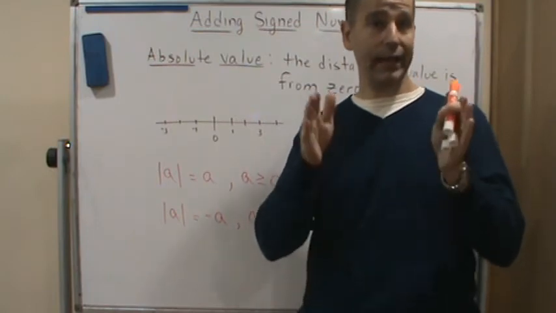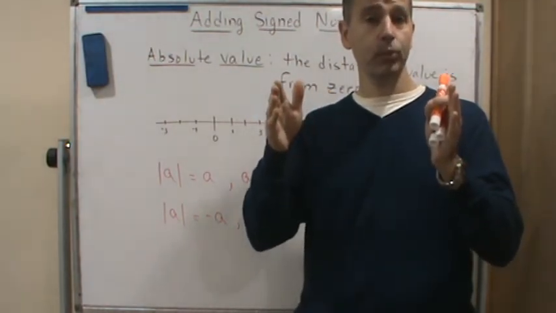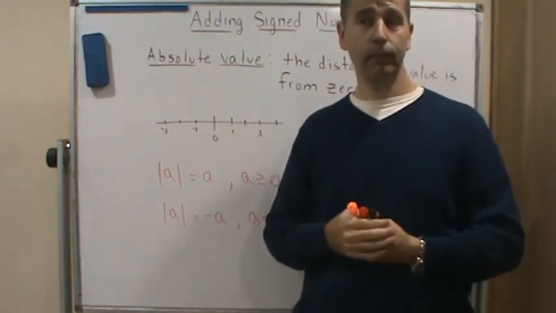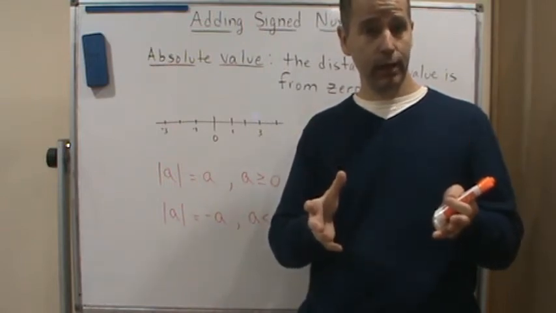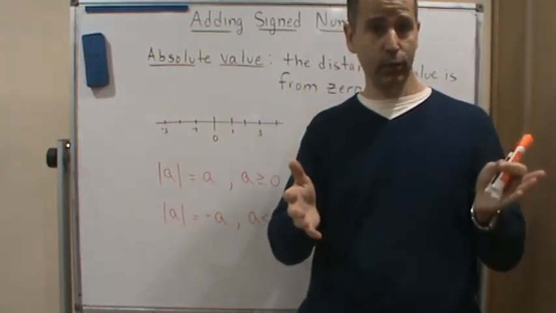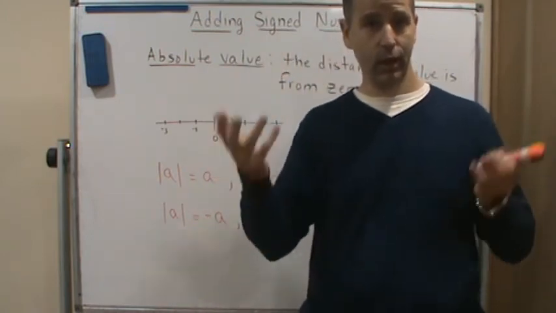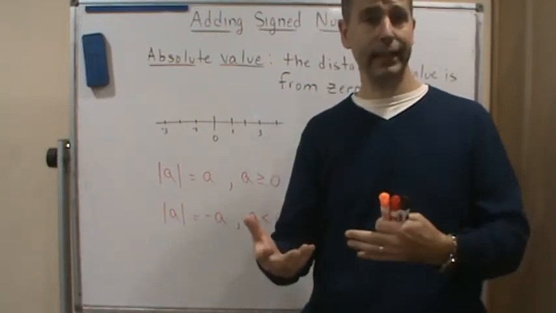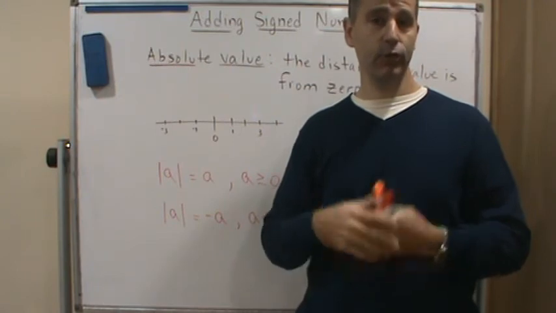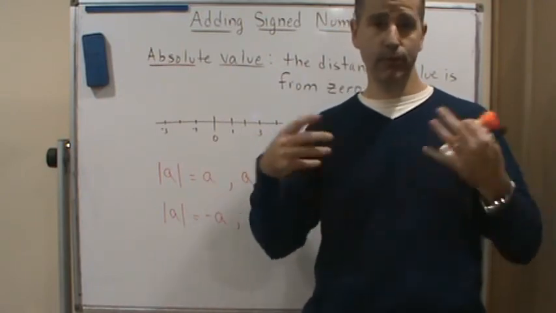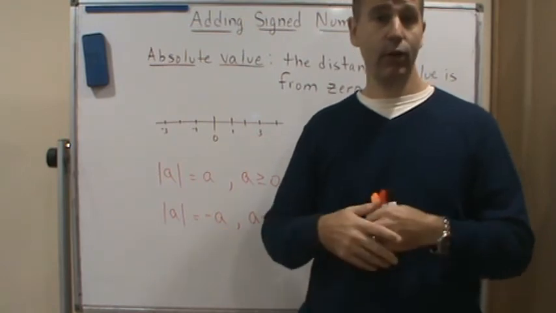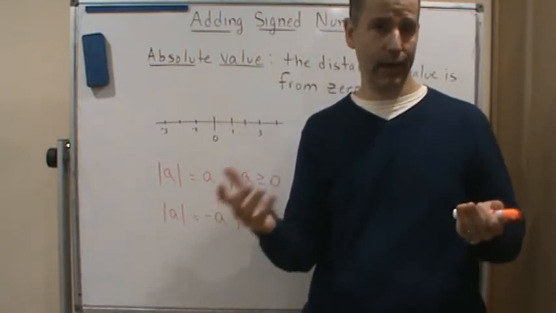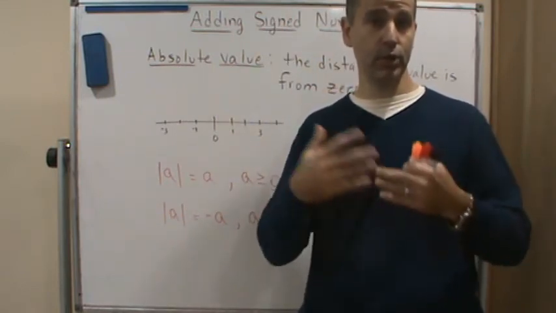So the absolute value of any non-negative number is just that number, right? But if I want the absolute value of a negative number, then I'm going to take the opposite value, or the opposite sign, in other words, of that value. So the absolute value of 3 is just 3. The absolute value of 0 is just 0. The absolute value of 10 is just 10. The absolute value of negative 10, now since it's negative, I'm going to take the opposite of negative 10, which is positive 10.